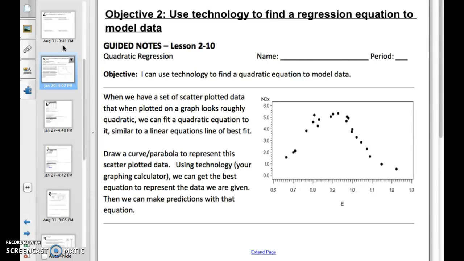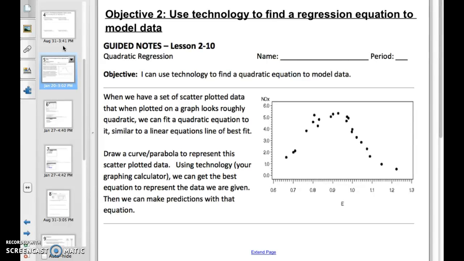Data can be represented in a variety of different ways, and in this case, especially scatter plots, which is what we're going to be working with for this part of this module. With scatter plots, if they tend to look roughly like a quadratic parabola, we can find a specific quadratic regression equation to model this data. This model allows us to make predictions about how the data will go in the future, or what the maximum point of the data might be, things like that.